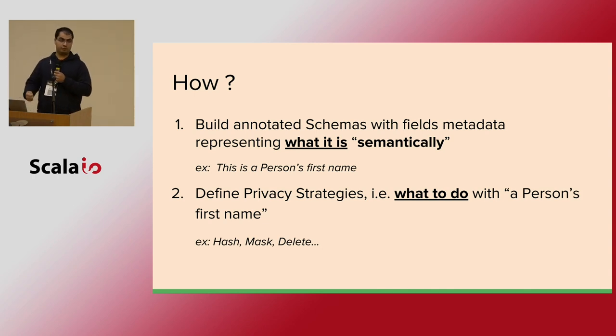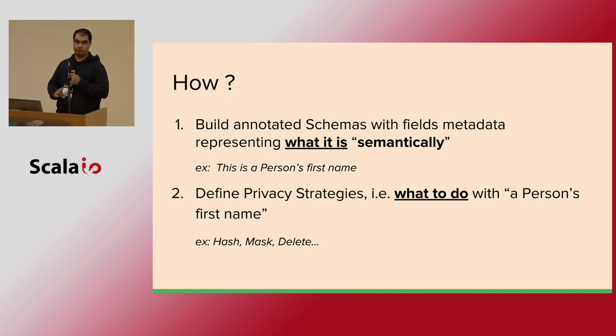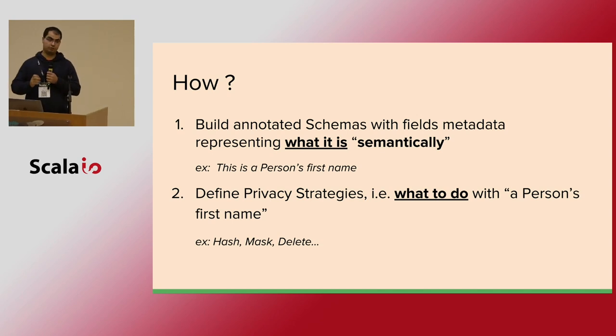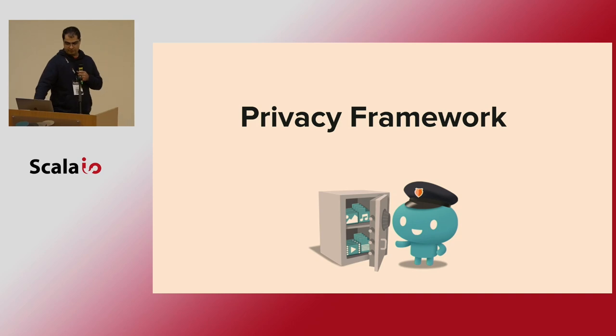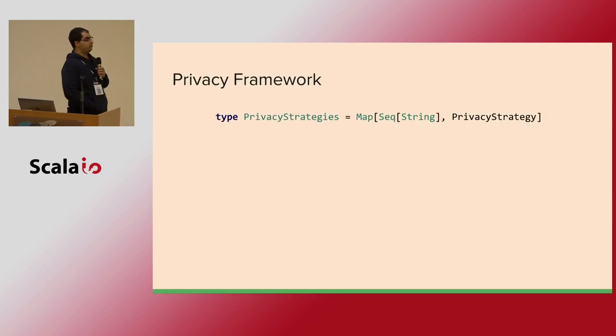Do you want to hash it? Do you want to delete it? For example, a credit card number, you might want to delete it. You don't want to hash it, you don't want to mask it, you just don't want it to be appearing on anyone's screen. So this privacy framework can actually be represented using a simple type.